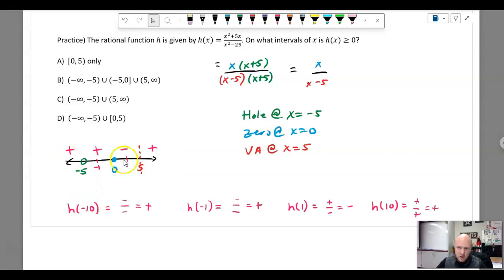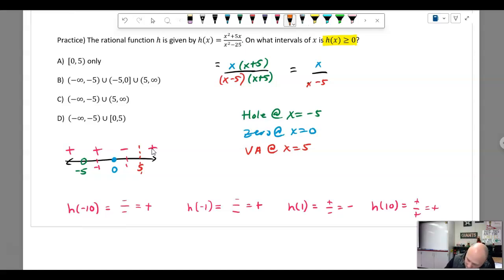And then I chose values to test. So again, I like the 10s, I like the 1s, and then 0 here was in use, so I couldn't test 0. But these are the results that I got. So you can double check, see if it matches yours. It looks like we're positive here, negative here, and positive. They want to know where our function is greater than or equal to 0. So this is positive and equal to 0. So we'll include the 0.